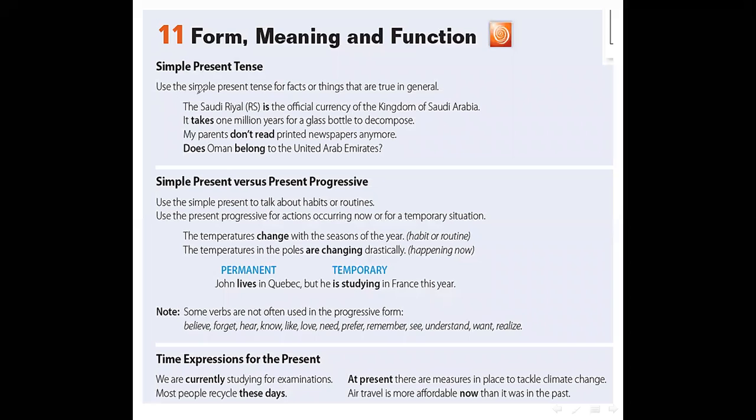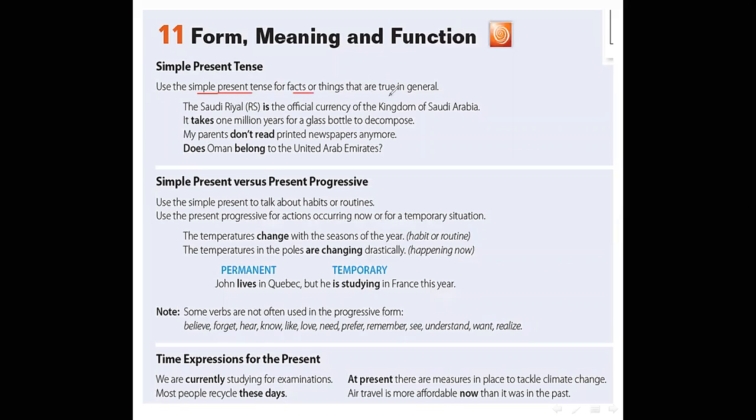We use the simple present tense for facts or things that are true in general. For example, the Saudi Riyal is the official currency of the Kingdom of Saudi Arabia. It's true, so we use simple present for the verb to be.